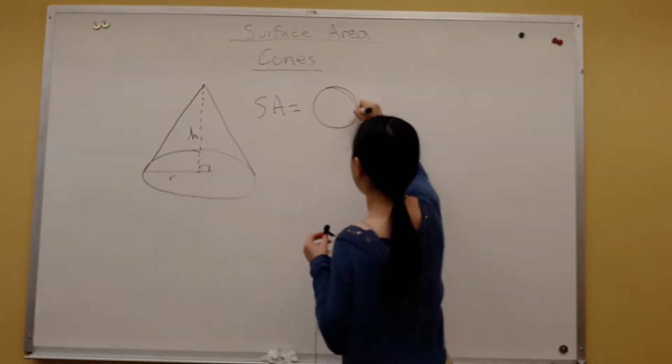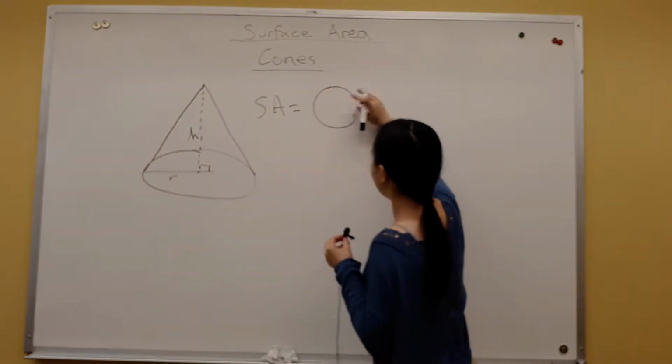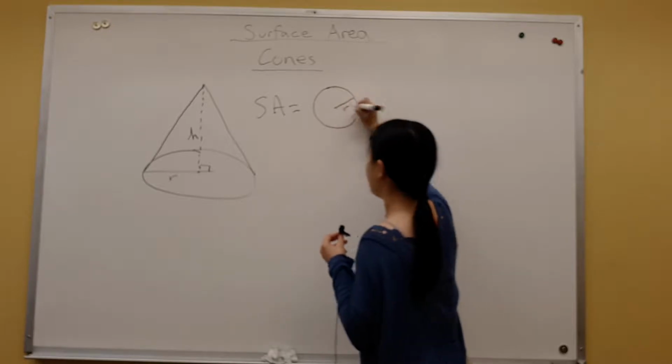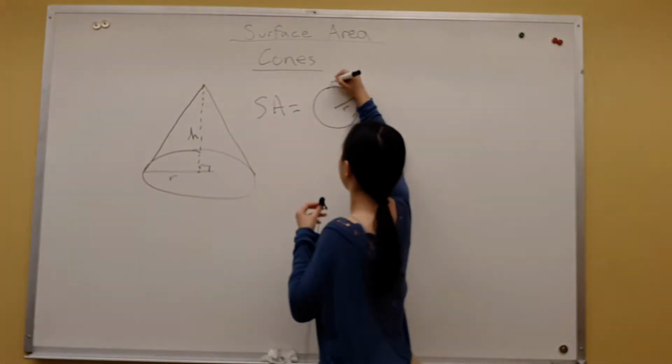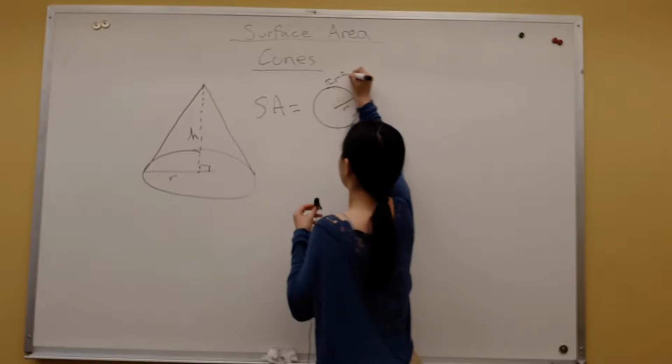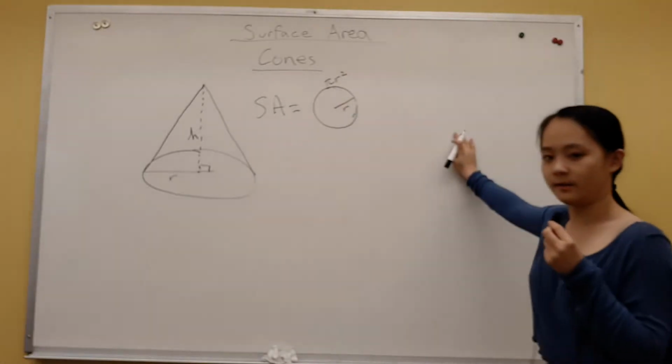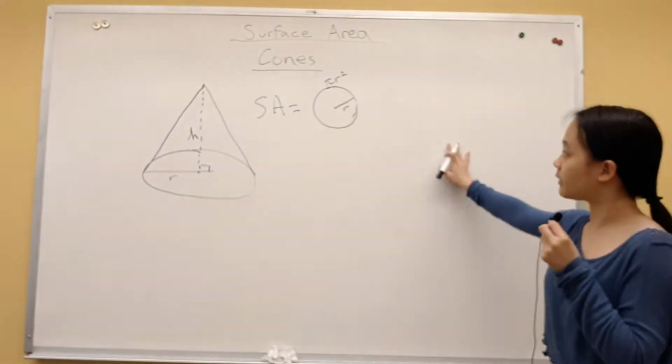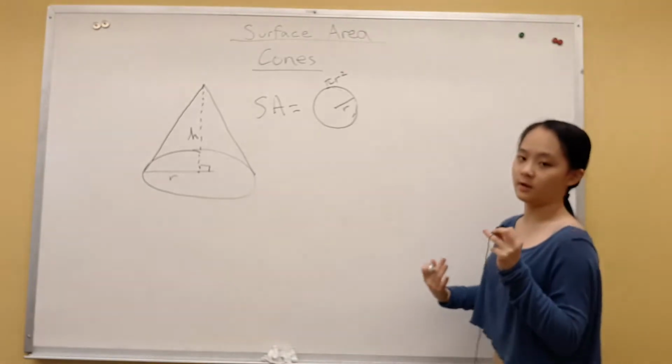This area right here. This circle has a radius of r, and using our formula, we know that this surface area is equal to pi r squared, where pi is 3.14159 or 3.14, or anything you might remember.